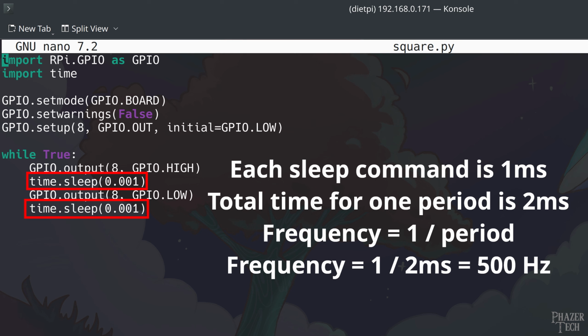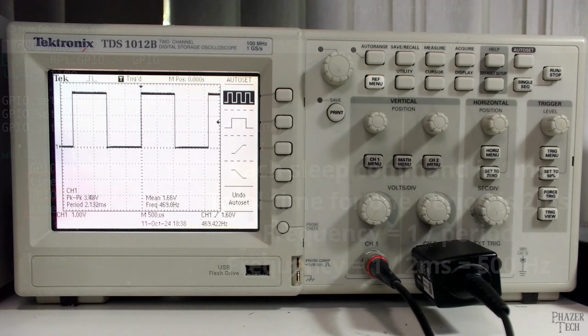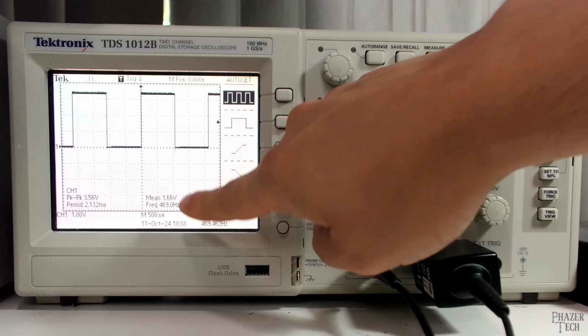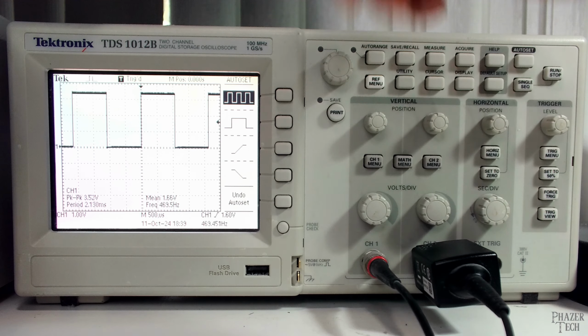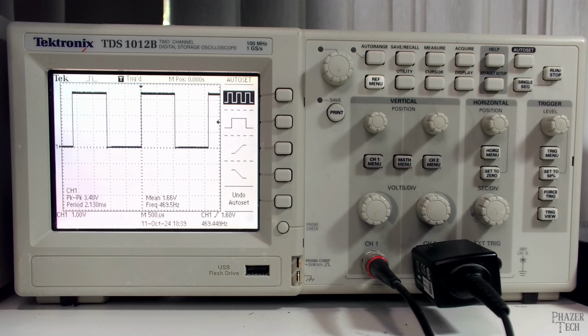1 millisecond plus 1 millisecond equals 2 milliseconds. That's the period of the signal. And if we plug it into the equation, 1 over the period, we get 500 hertz. And that's basically what we're seeing here. This is 469 hertz, which is extremely close. That's what we would expect.